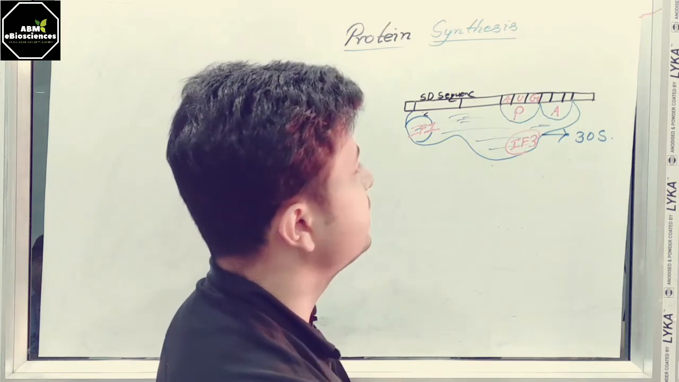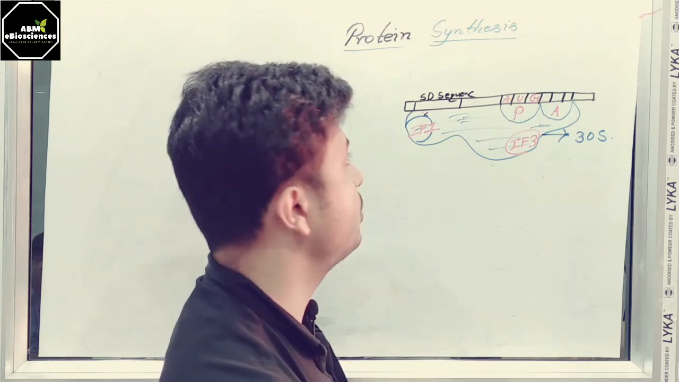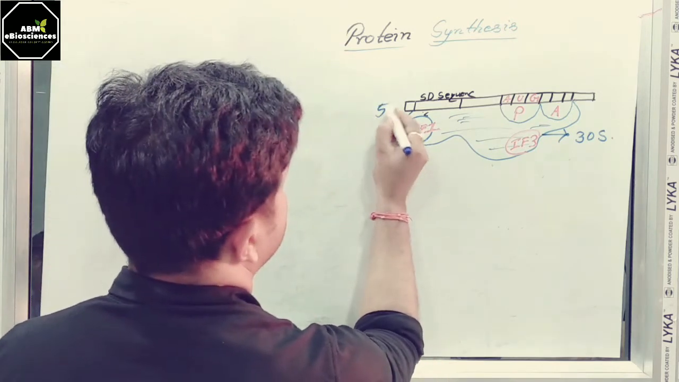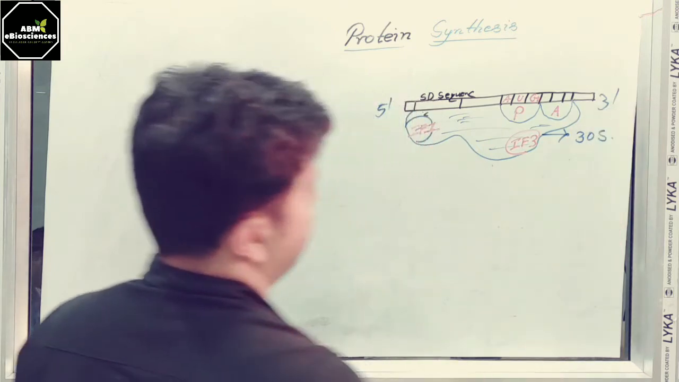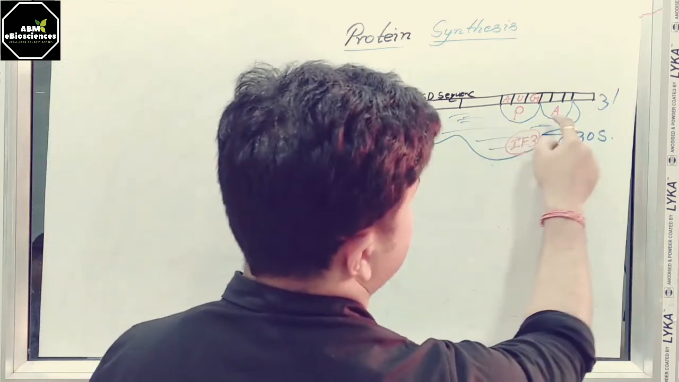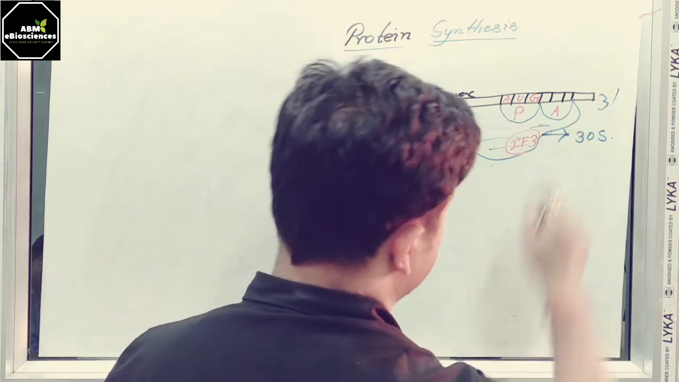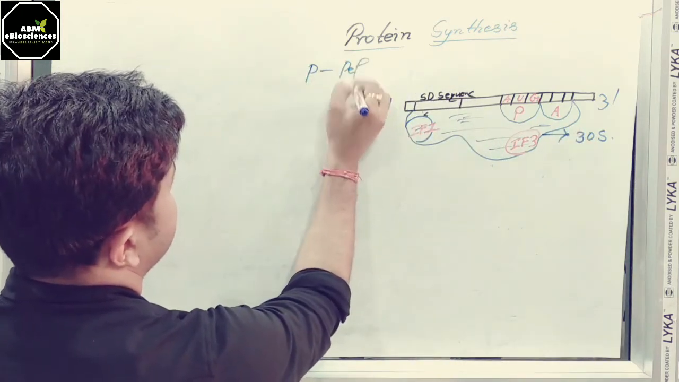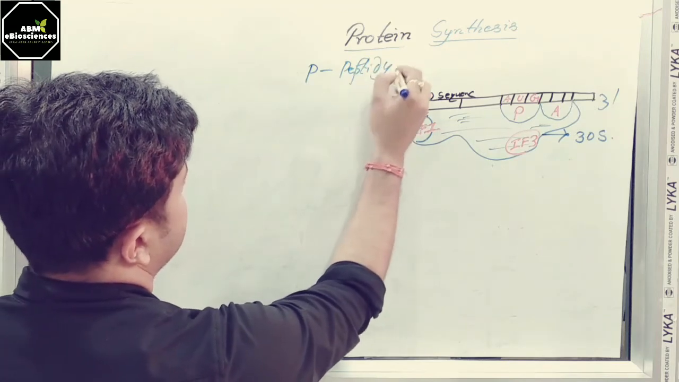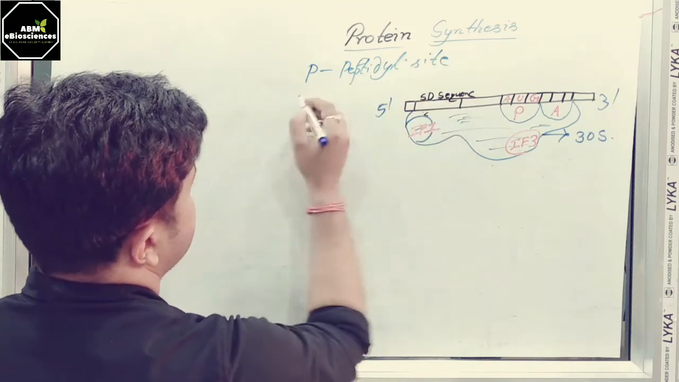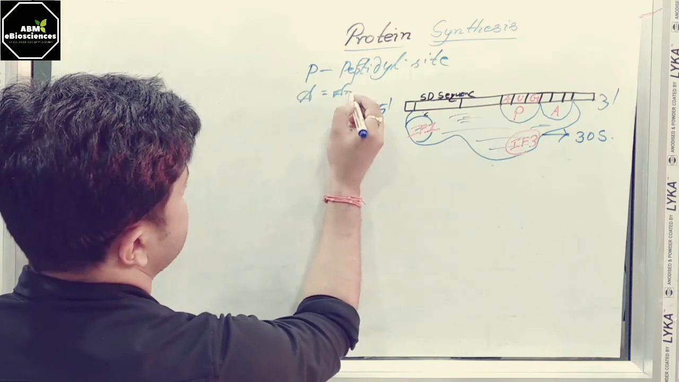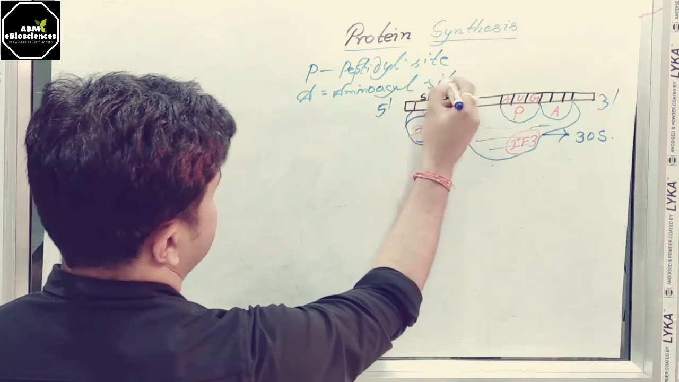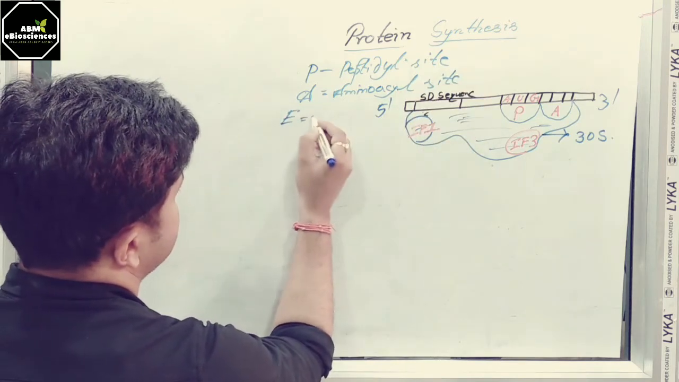Now IF1 and IF3 are bound to the 30S subunit. 30S is bound to the mRNA thread, and you can see here this is the P and A site, P for peptidyl site, A for amino acid site, and E I have already told you, that is the exit.